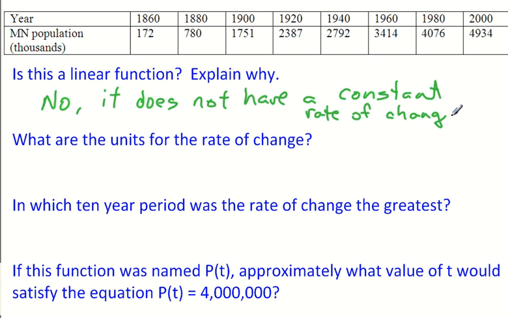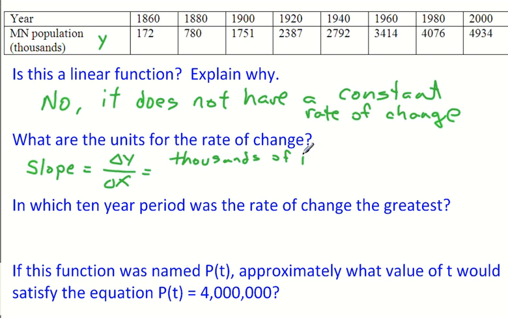Our next question asks us, what are the units for the rate of change? Well, we should remember that rate of change is just another word for slope. Slope is delta y over delta x, which means our units are going to be our y units over our x units. So for y right here, we have thousands of people. So that'll be our unit on the top. And for our x, which is up here, we have years. So it's thousands of people per year is the units for our rate of change.